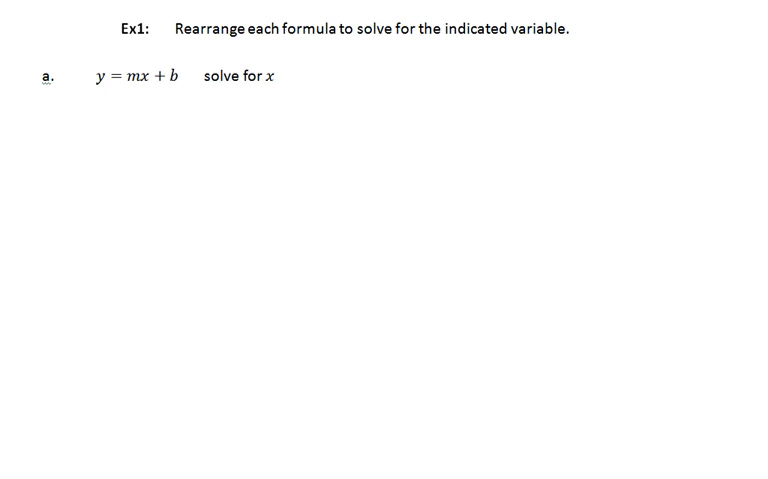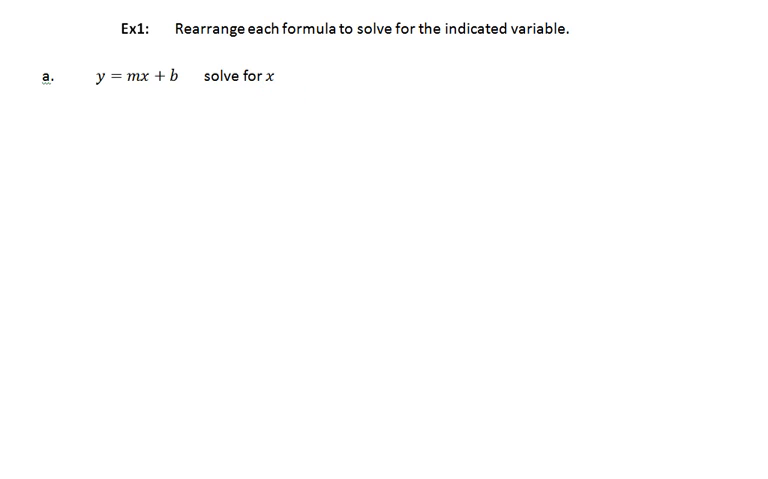Okay, we have two more examples here. The first one: rearrange each formula to solve for the indicated variables. So in part A, we have y equals mx plus b. That should be a very familiar formula to us as we just used that in our last unit. That's the equation of a line. And it's asking us to solve for x.